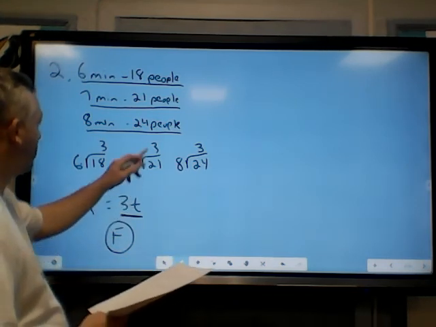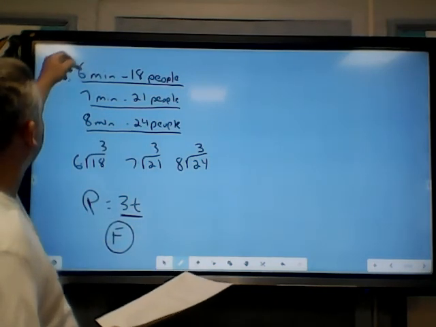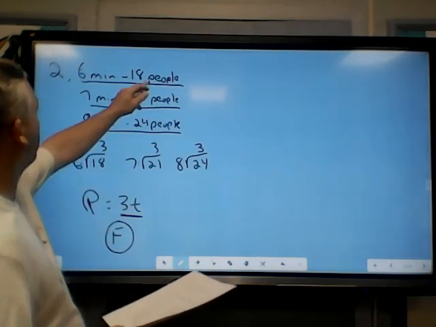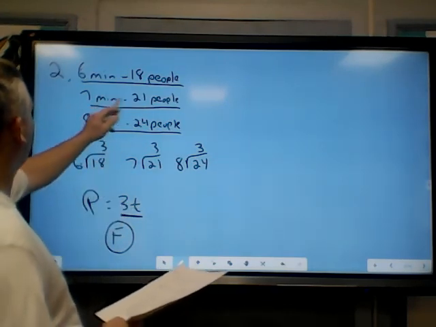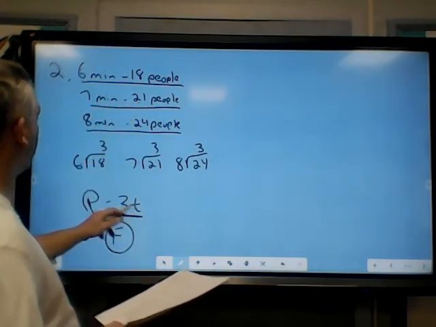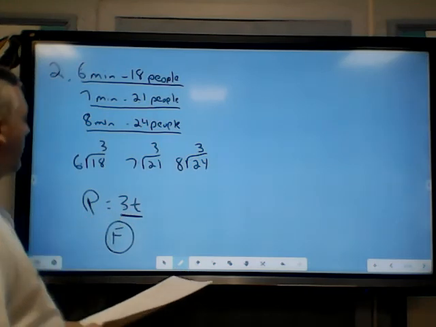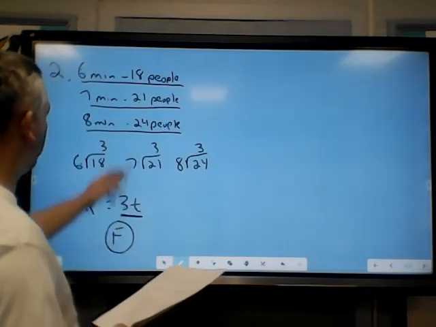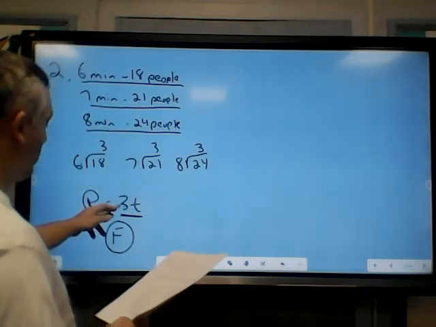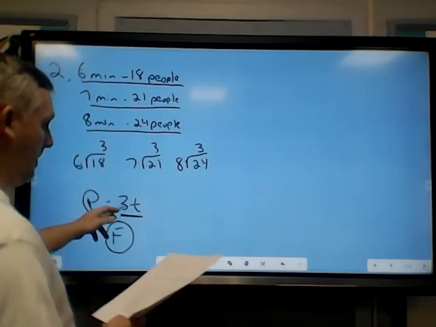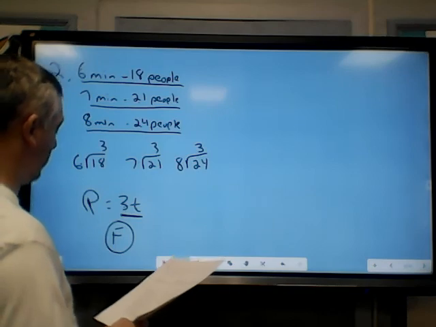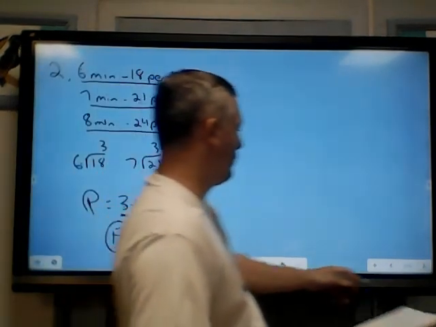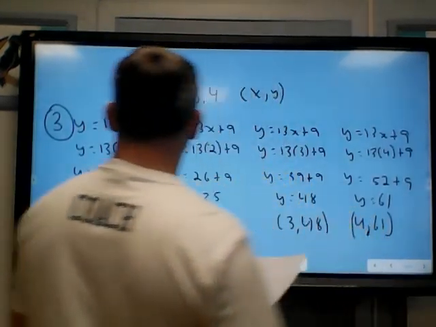If you do 3 times T, and T is time, 3 times 6, so if you plug in 6, 3 times 6 is 18, it checks out. 3 times 7 is 21, it checks out, and 3 times 8 is 24 people, it checks out. So if you did a division by accident, just check your work and plug in numbers in there and see does it make sense. Because 6 divided by 3 does not make sense to get 18. So the correct answer is F. That's number 2.